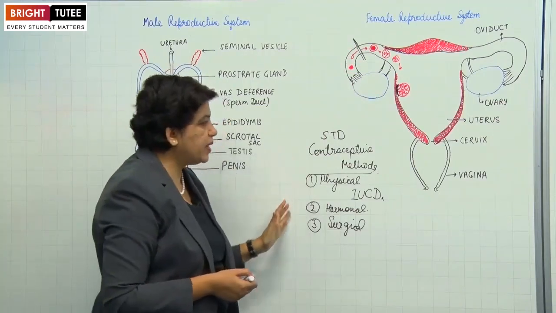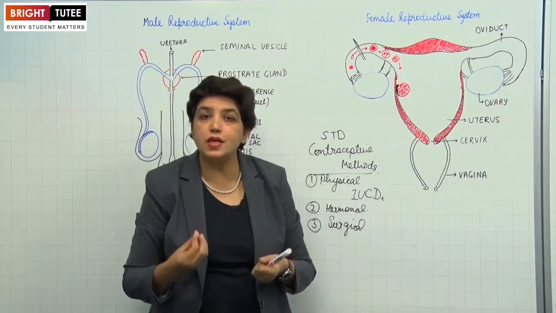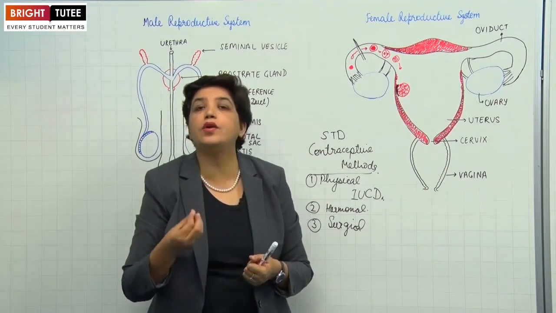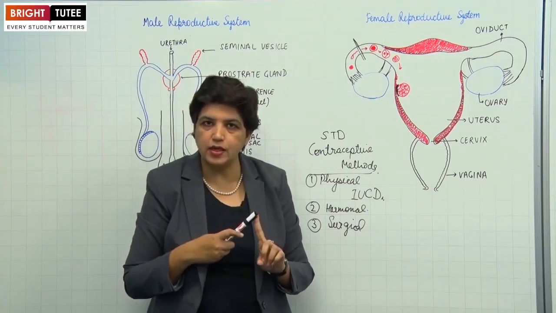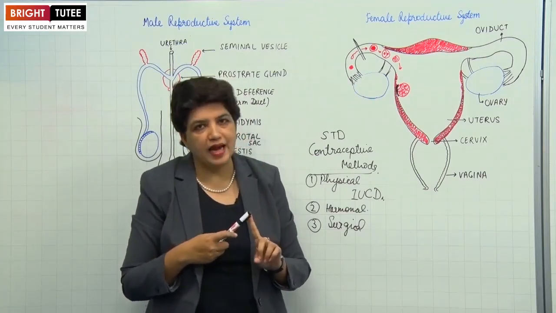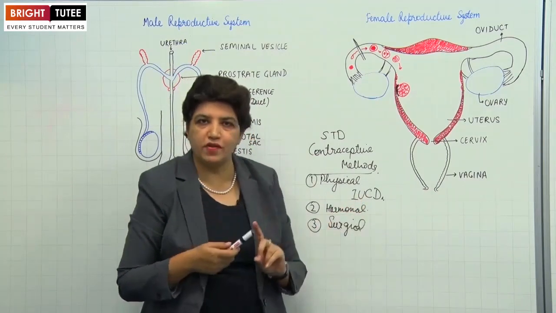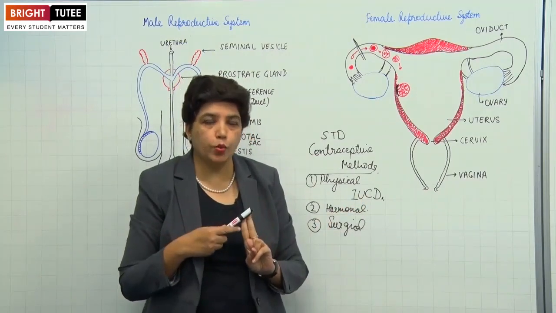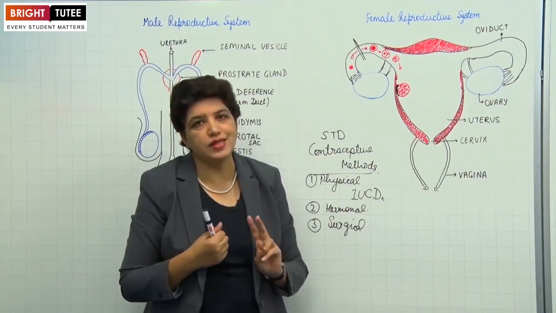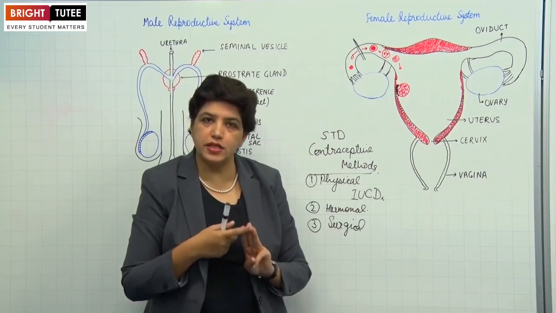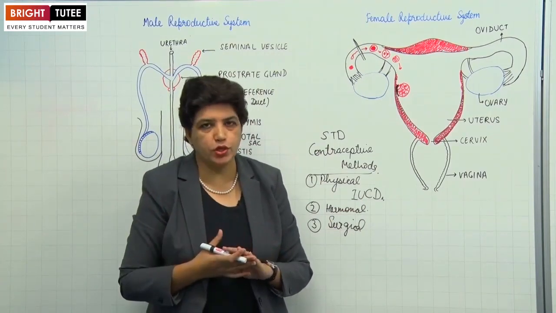So these are the methods of contraception when the couple does not want a new baby, they are not ready for the pregnancy. I told you about the physical method like condoms, diaphragm, also intrauterine contraceptive devices. The second is the hormonal method. They are taken as pills, but they have their own side effects. The third is the surgical method, which can be reversed by surgical procedure.